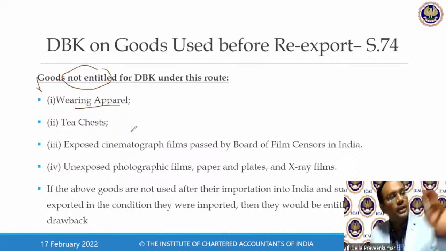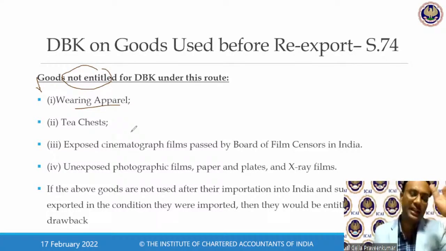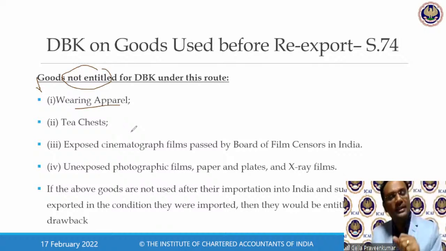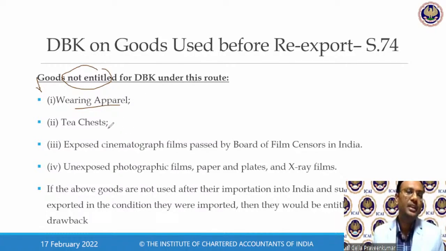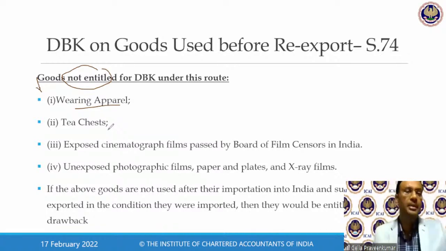See, in the US, you can buy a particular apparel for maybe $100 or $5,000, use that coat for 1 or 2 weeks and then return it. The consumer return policy in the US is very, very strong. So for those goods which are used and returned, they say wearing apparel, I don't permit. Tea chest. What is a tea chest? These are the boxes used for storage of tea. If the material imported is a tea chest, they don't permit.